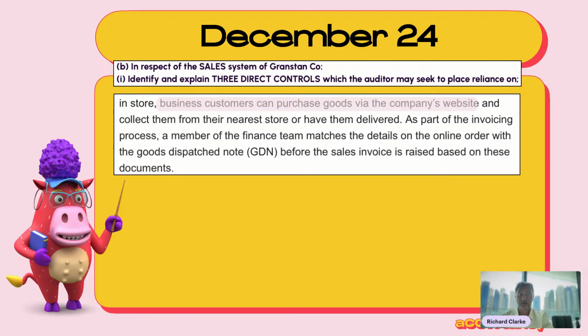So we're looking at the identification here. So what this says is, look, business customers can actually buy goods by the company's website.